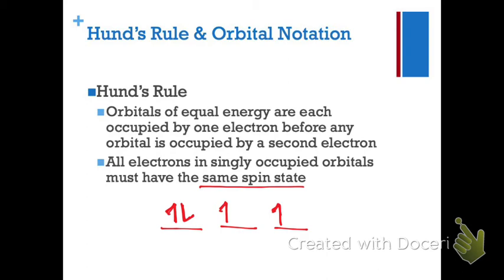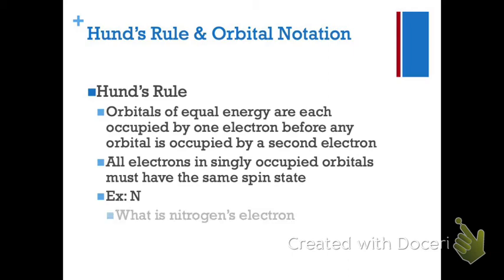Okay, so we're going to fill them across and then come back with the second one. Okay, let's go ahead and try an example here with nitrogen. We're going to write out the electron configuration first, and then I'm going to show you how we're going to do it with orbital notation with the arrows, okay? So nitrogen's electron configuration, let's go ahead and write that out first.